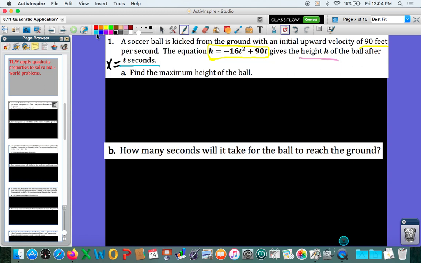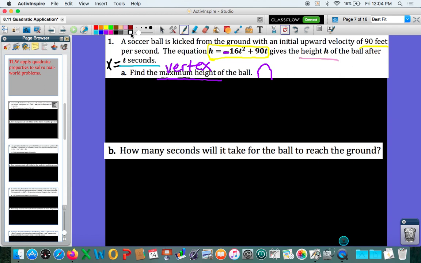So it says, find the maximum height of the ball. Well, maximum height is just another way of referring to our vertex. Vertex can be a maximum or a minimum. Now, since it's a maximum, we know that we're going to be opening down. We also know that because the negative is right here. Our a is negative.